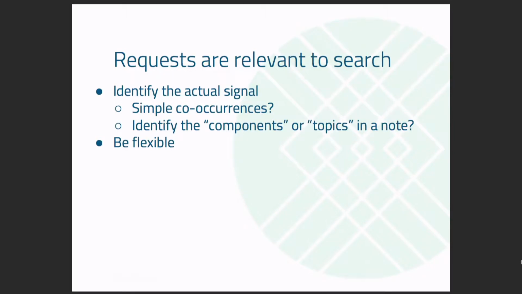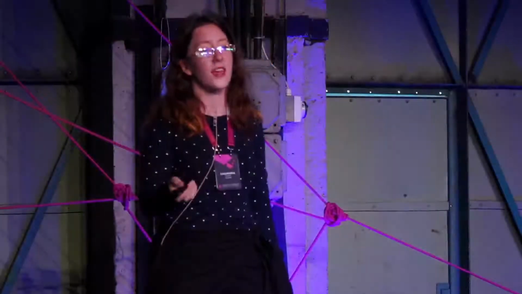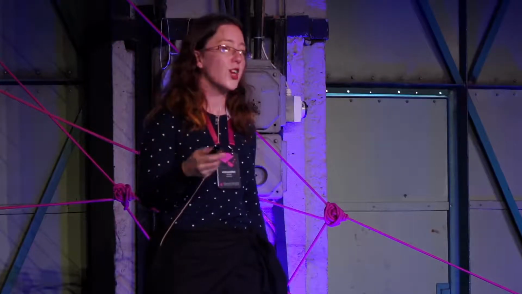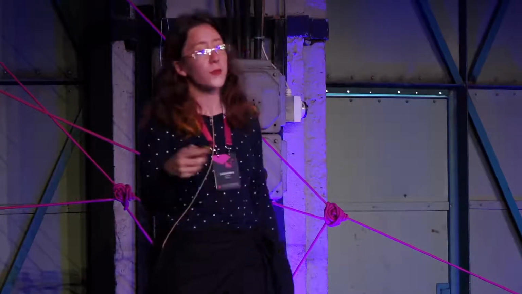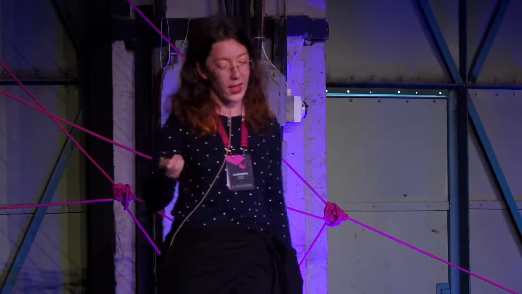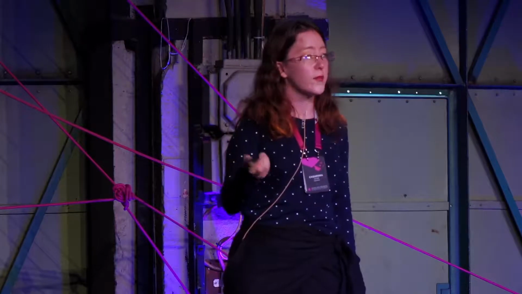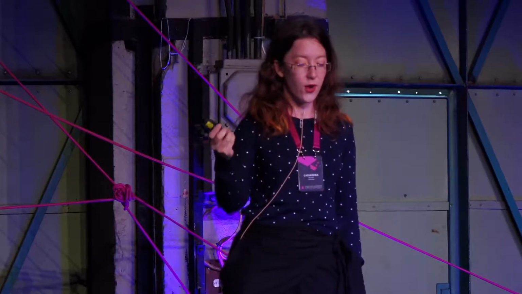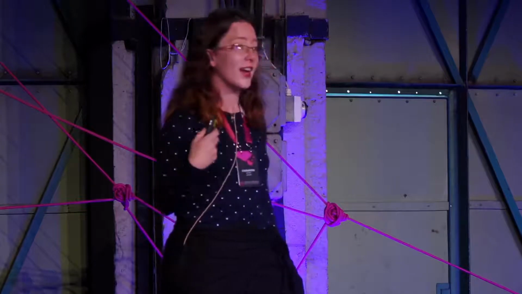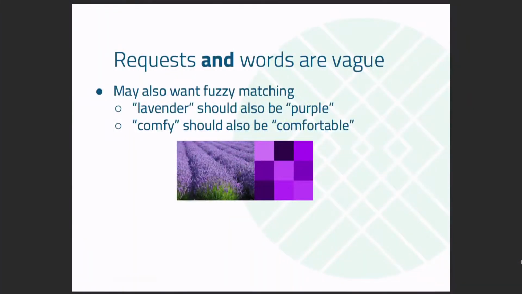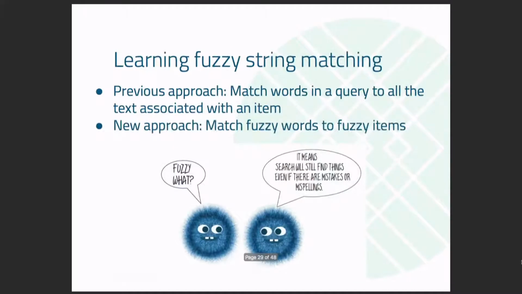So if a client says something like black blazer, we want to be able to say, okay, well, maybe other black sort of jackets or other kinds of colored blazers, like maybe a navy blazer, would be okay. And this is because requests and words, the meanings of words, are vague. So we might want to consider the case that if a client asks for lavender or asks for black, we want to show purple or navy. If a client says that she's looking for something comfy, we want to show something comfortable as well, right? Just because those two things are basically synonyms.